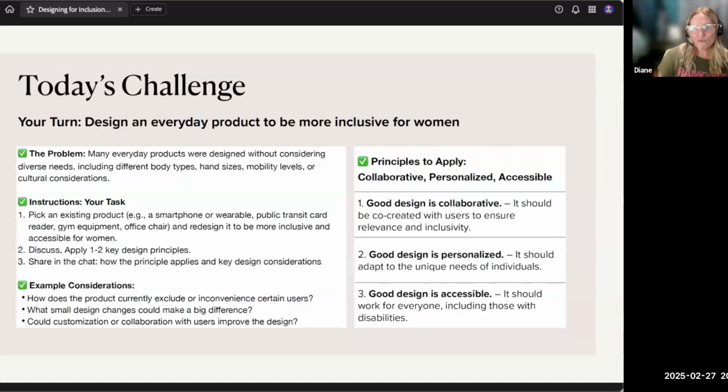Did you get into the detail, from the design principle point of view, of collaborative, personalized, or accessible? What that would mean for the jar opening experience?